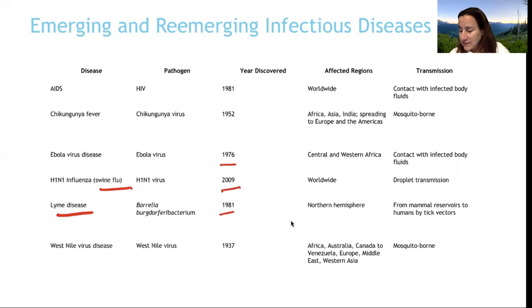West Nile virus is another one, another vector spread by mosquitoes, similar to Zika with West Nile virus.